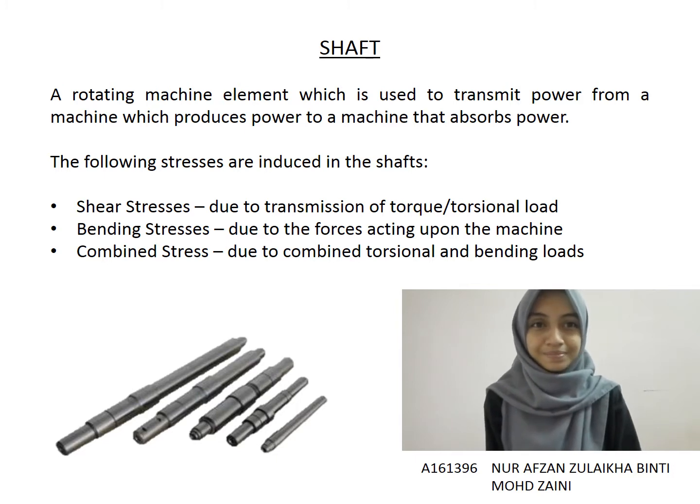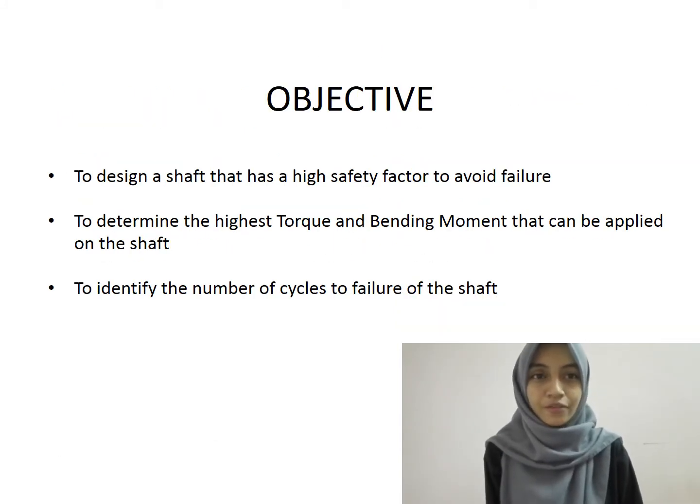shown in the slide. Our design objectives are: first, to design a shaft that has a high safety factor to avoid failure. Second, to determine the highest torque and bending moment that can be applied on the shaft. Finally, to identify the number of cycles to failure of the shaft.